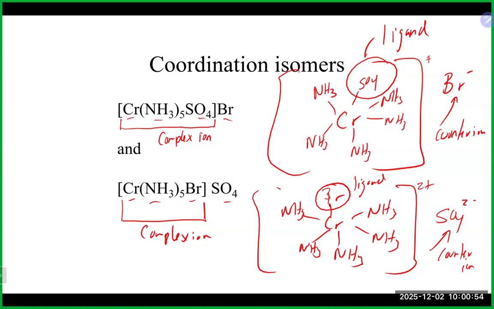So these are coordination isomers. They basically, again, have the same formula. But as you can see here, in one case, one thing is the counter ion and the other one is attached to the complex ion. And then they switch it around there. And the bromine gets attached to the complex ion and the sulfate is our counter ion. Any questions on that there?